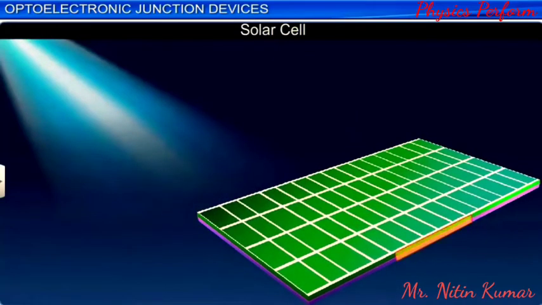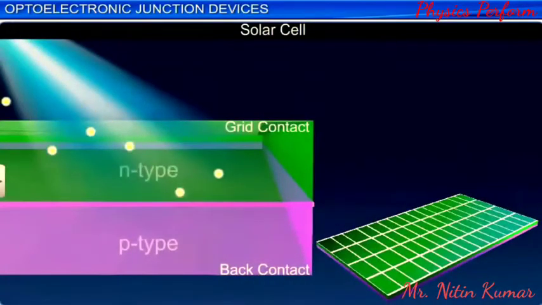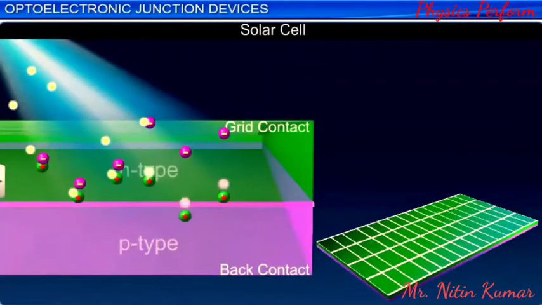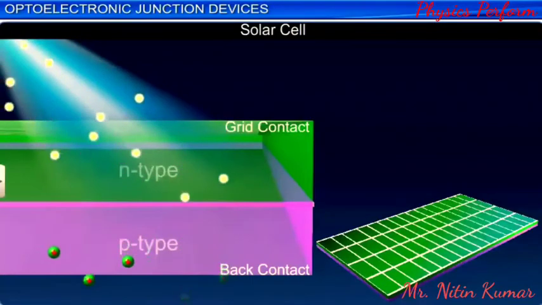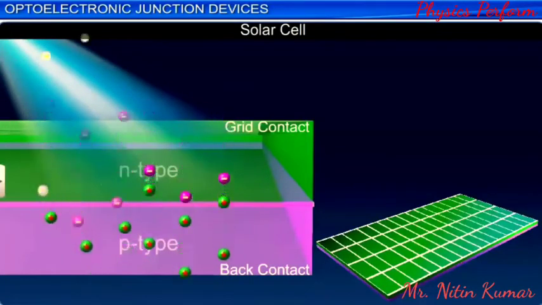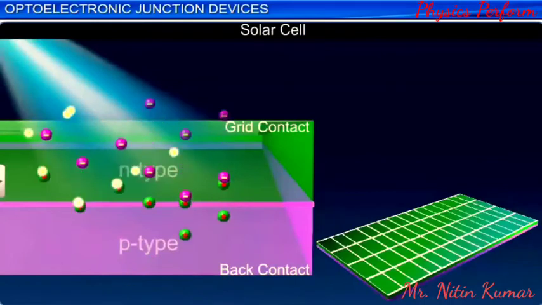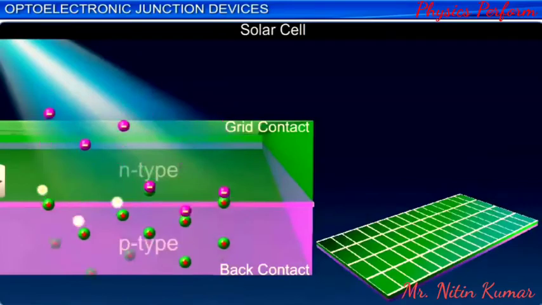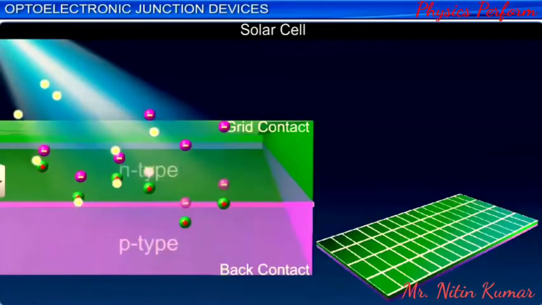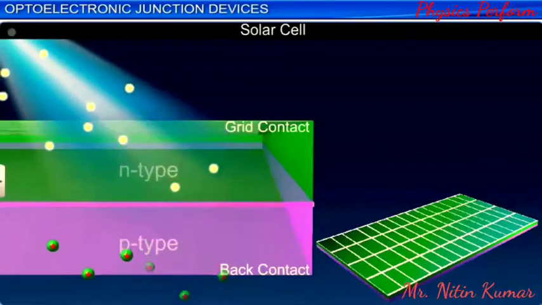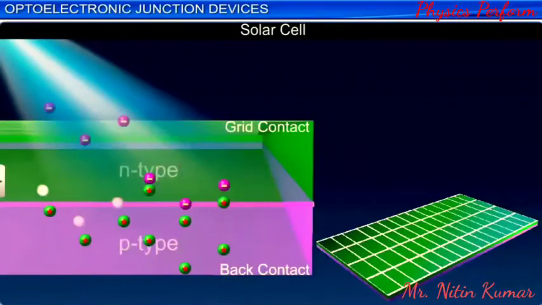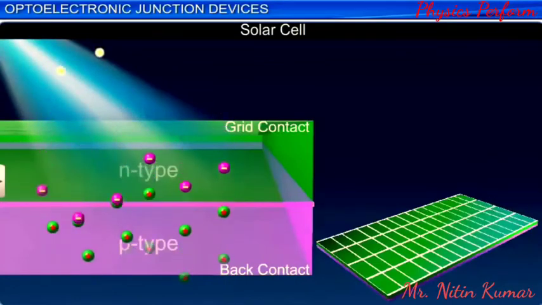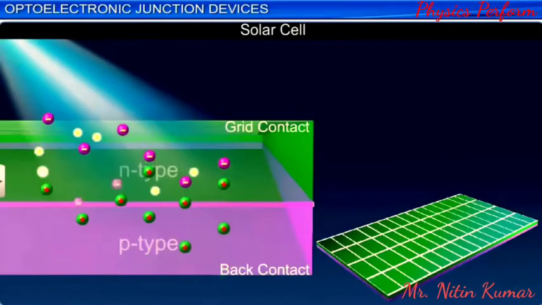A solar cell works on the same principle as that of a photodiode, where incident light generates electron-hole pairs in the depletion region of the p-n junction. As in a photodiode, the holes are pushed towards the P side and electrons are pushed towards the N side due to the electric field in the depletion region of the solar cell. The holes pushed towards the P side are collected by the back contact, while the electrons pushed towards the N side are collected by the grid contact.